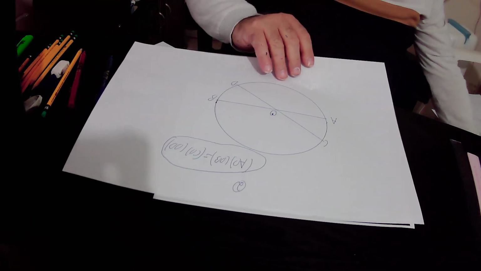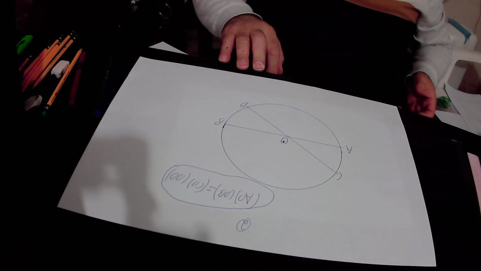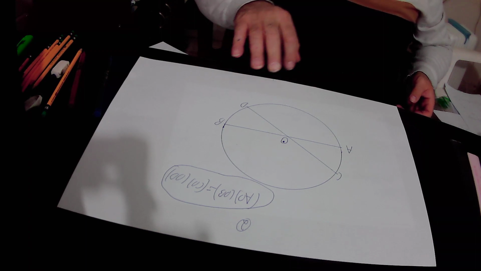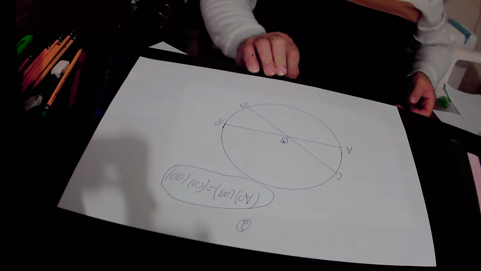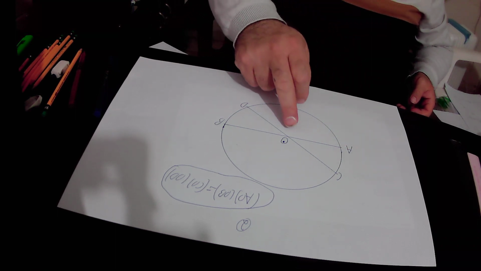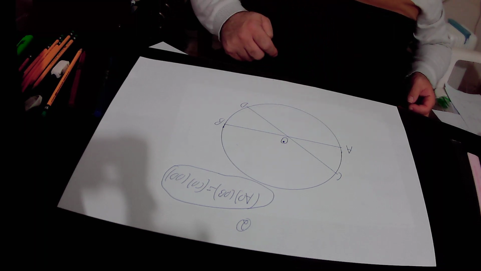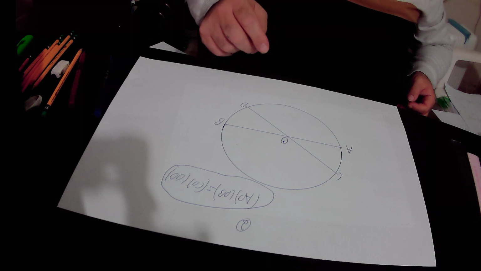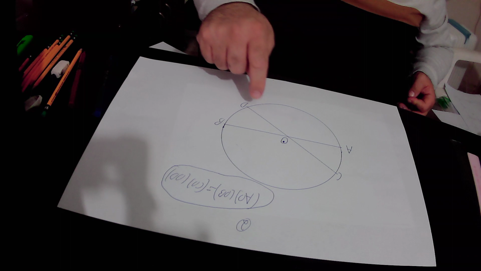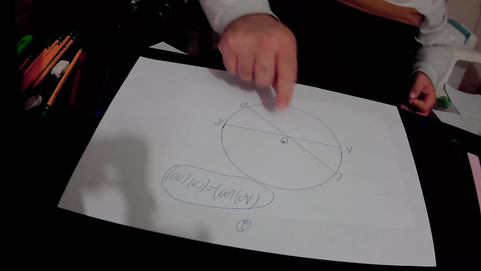Actually, when two chords intersect with each other inside a circle, like in this drawing, chord AB intersects with chord CD at point O. Point O is the intersection point between those two chords. Then the following formula is true: AO over OB equals CO over OD. Okay? AO over OB equals CO over OD.